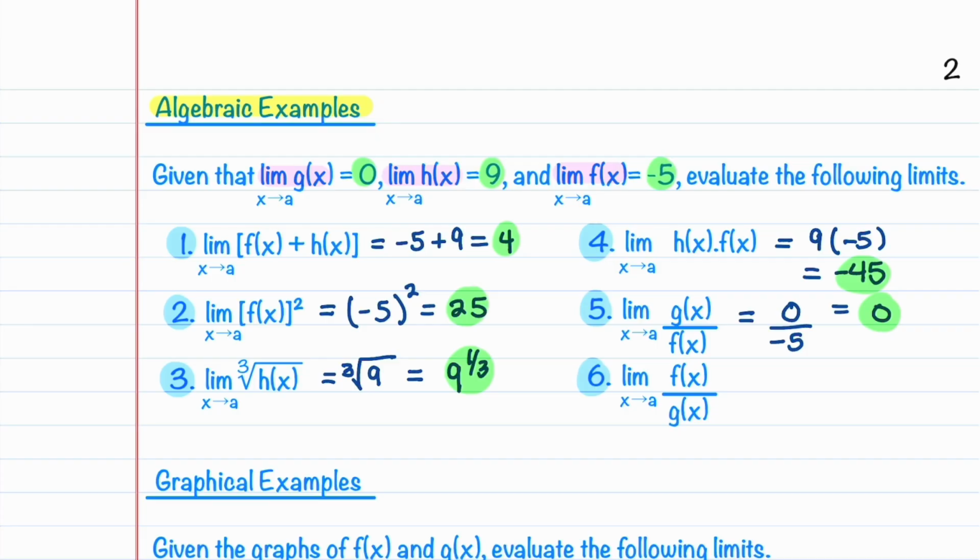Let's now look at the last one. For this one, we are also going to use the quotient law, and it's just like number 5, except we're just going to switch the numerator and the denominator. So this one is minus 5 over 0. When we have division by 0, we have an answer that does not exist. So we're going to write our limit as DNE. That's just the abbreviation that you use for does not exist.